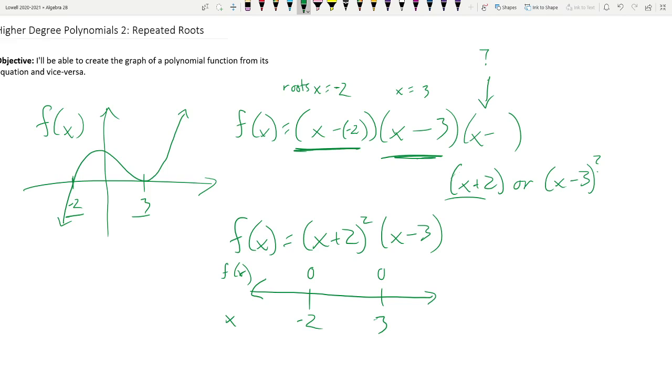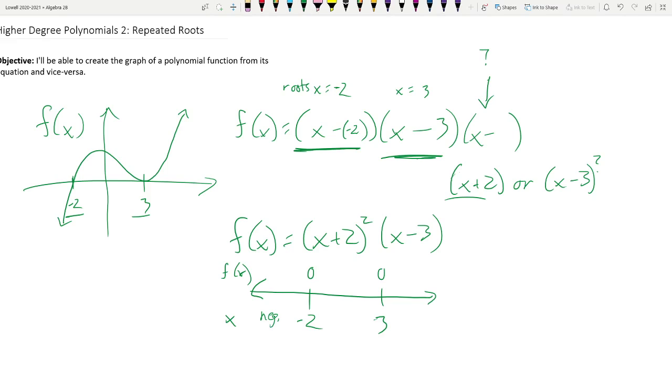Well, when x is less than -2, what does this look like? For example, x equals -5. Then the x plus 2 part is negative, but since you're squaring it, it turns out positive. And then when I multiply that by x minus 3, that part is also negative. So this part right here will actually end up being negative.